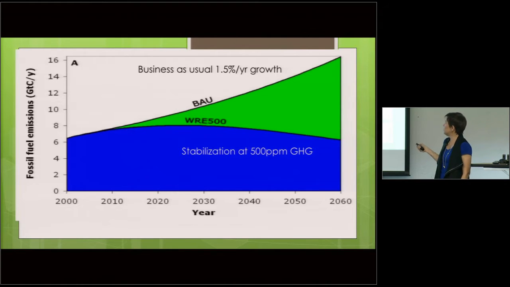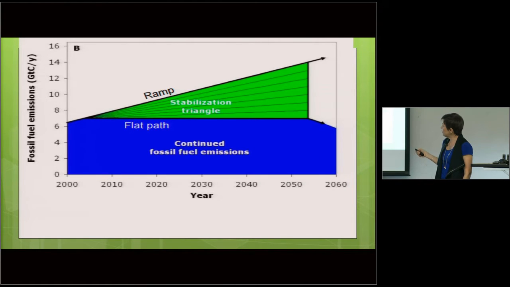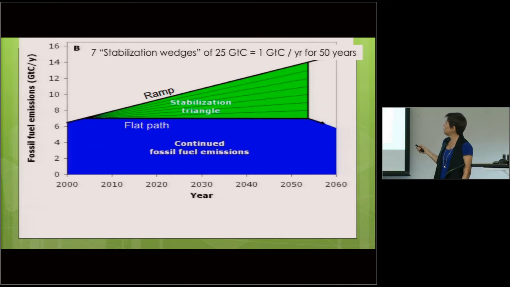And the difference between business as usual and trying to stabilize at 500 parts per million is called a stabilization triangle. And that represents about 175 gigatons of carbon emissions. Now, it's often broken down into little wedges. They're called stabilization wedges, usually 7 of them, of 25 gigatons of carbon, because somehow it's easier to think of 25 than some big number, I don't know. Or 1 gigaton of carbon per year for the next 50 years.